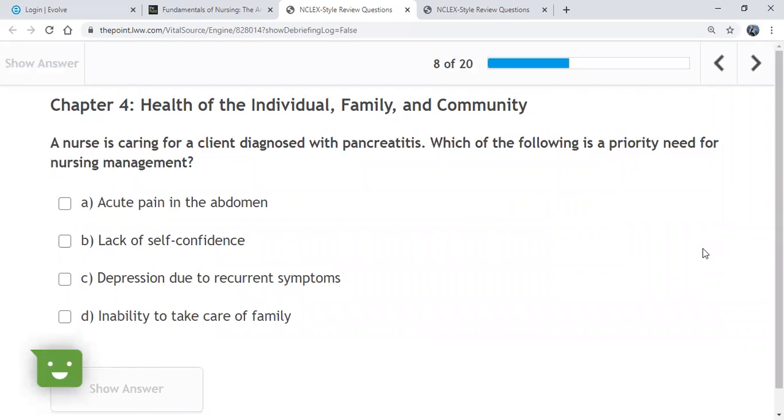A nurse is caring for a client diagnosed with pancreatitis. Oh, let me just go back to that other question for a minute. I just want to say one more thing on that. What else might affect that component of having the family involved? Might be the culture or the ethnicity or whatever.